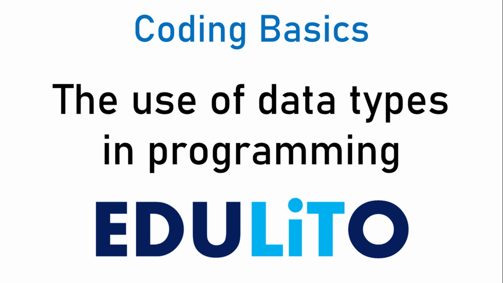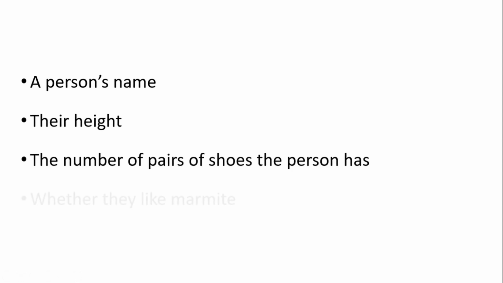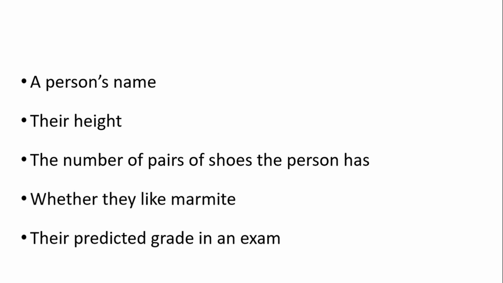It's probably best to understand what a variable is before you watch this video. Variables are used to store an item of data. This could be a person's name, their height, the number of pairs of shoes the person has, whether they like Marmite, their predicted grade in an exam. The data type of a variable tells you the type of data it stores.